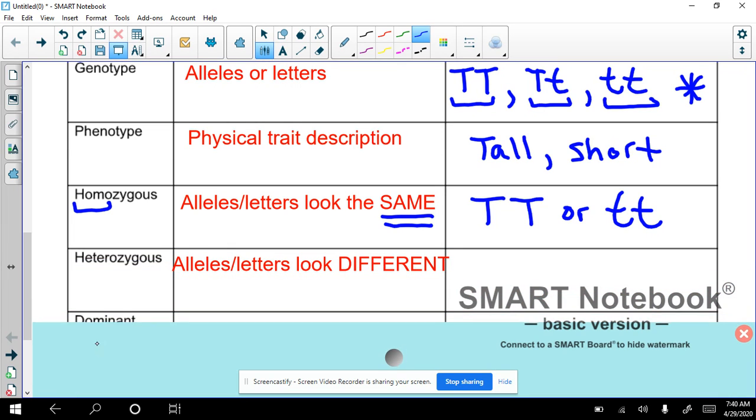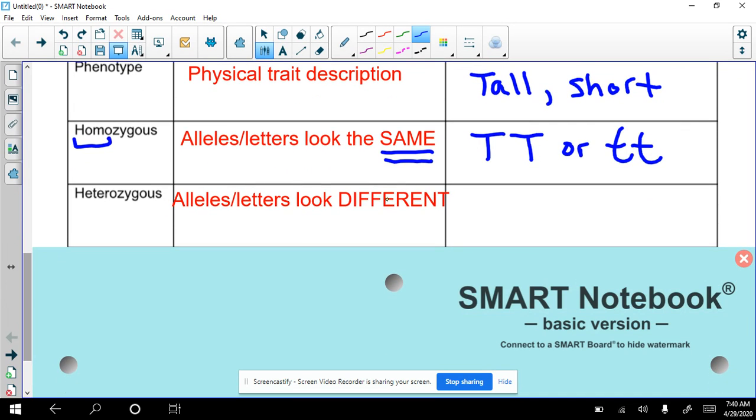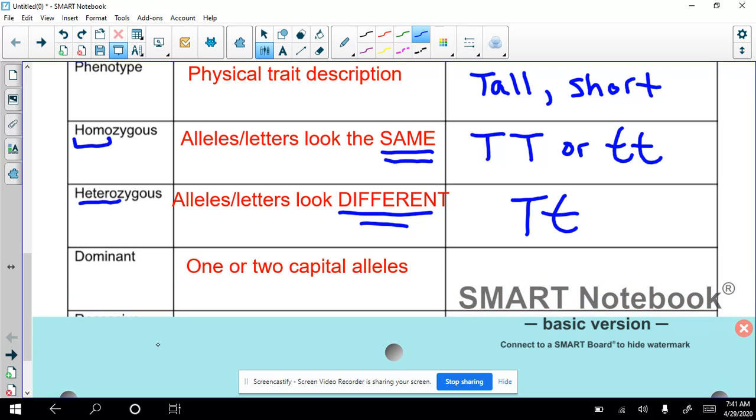On the other hand, remember the word hetero means different. If one is capital and one is lowercase, that is known as heterozygous. Heterozygous. Okay? And then finally, our last two traits. All right. How do I know when these letters code what they code for?